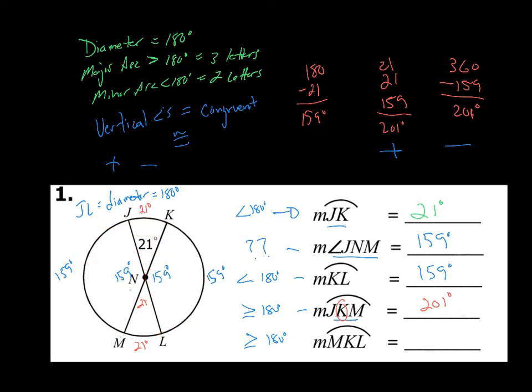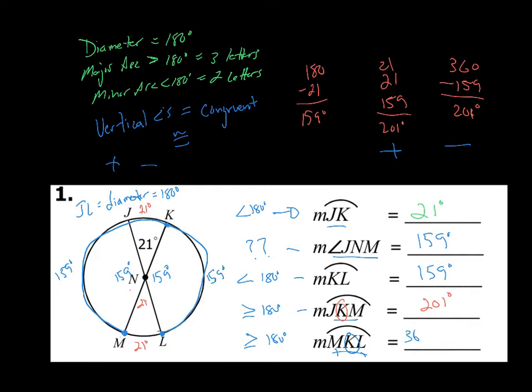Okay, now that we've tidied up a bit, let's take a look at major arc MKL. Starts at M, goes through K, ends at L. So if it ends at L and goes through K, it's going to have to go all the way around like this.